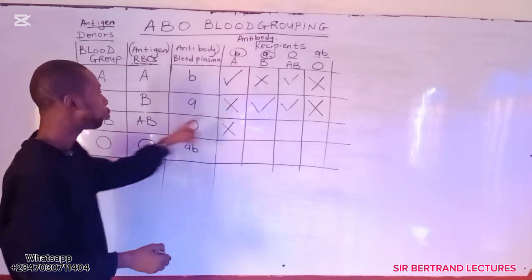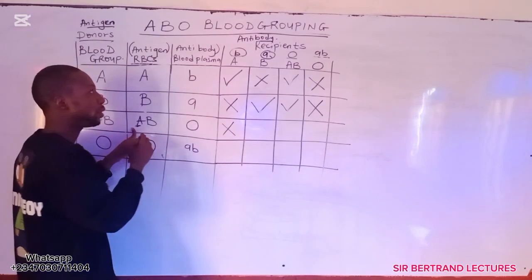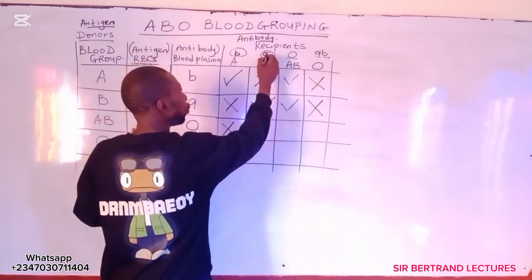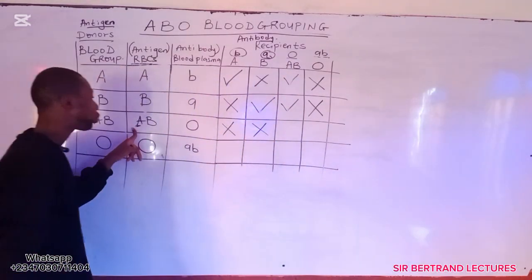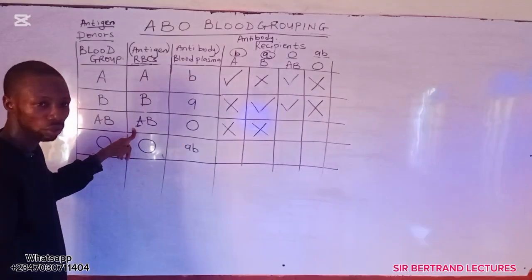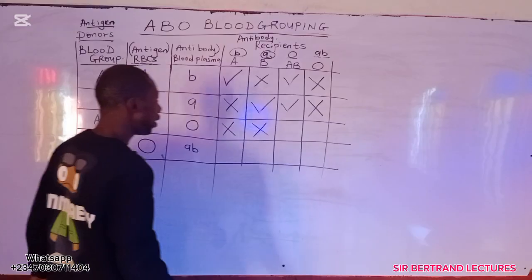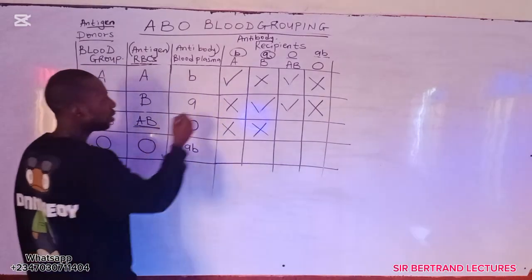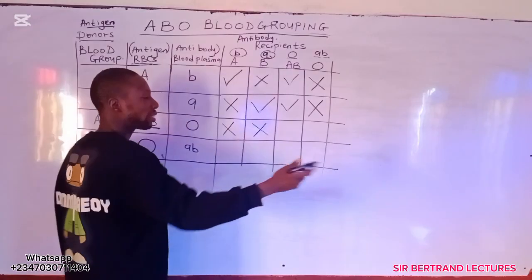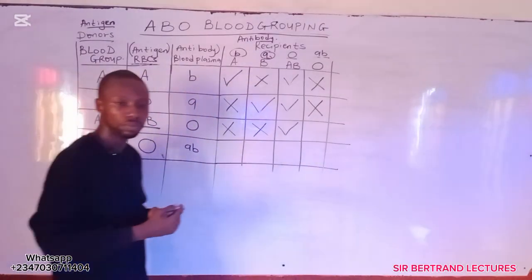Can AB give blood to B? No, the A antigen here in the blood group AB will react with the A antibody of the blood group B. That's why the blood here cannot match together. Okay? Now, can AB give blood to AB? Yes, because as we have this antigen AB, there is no antibody to react. That's why here the blood can go.